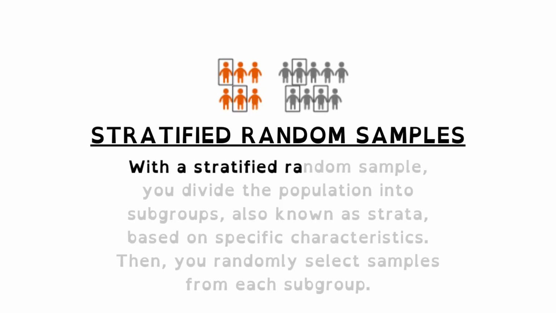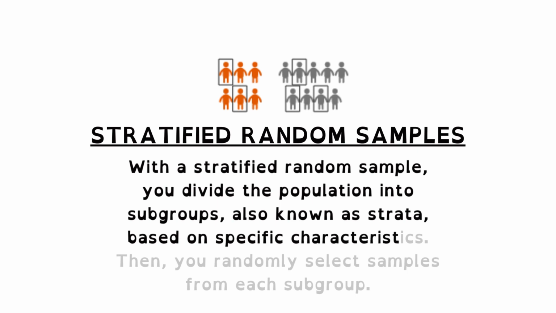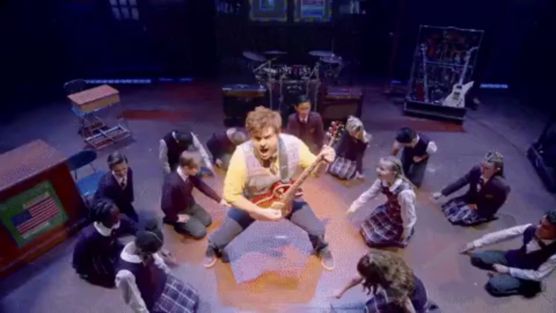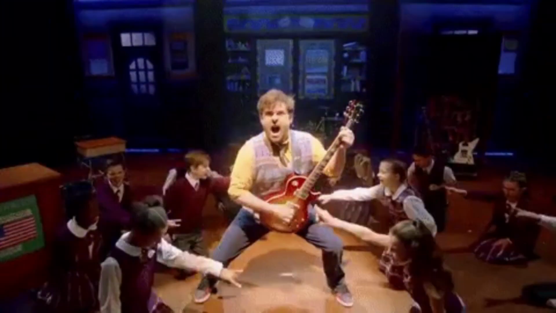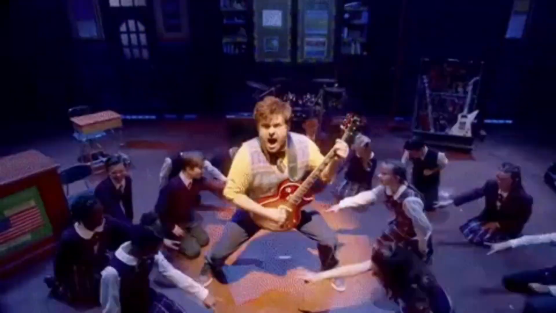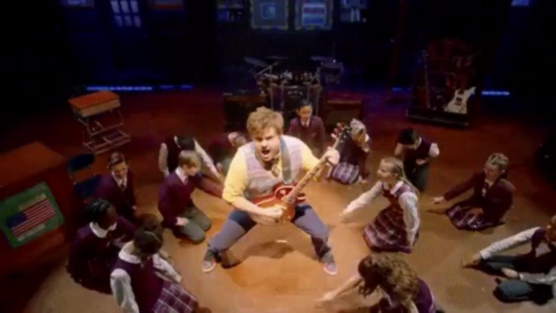Now, let's explore stratified random samples. With a stratified random sample, you divide the population into subgroups, also known as strata, based on specific characteristics. Then, you randomly select samples from each subgroup. For example, if you want to know the favorite type of music in your school, you can divide the students into grade levels and then randomly select students from each grade.